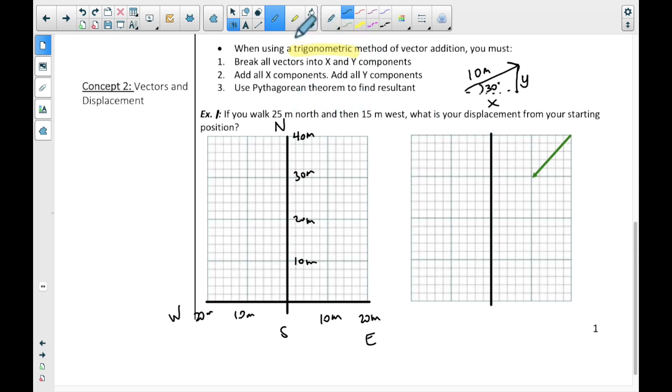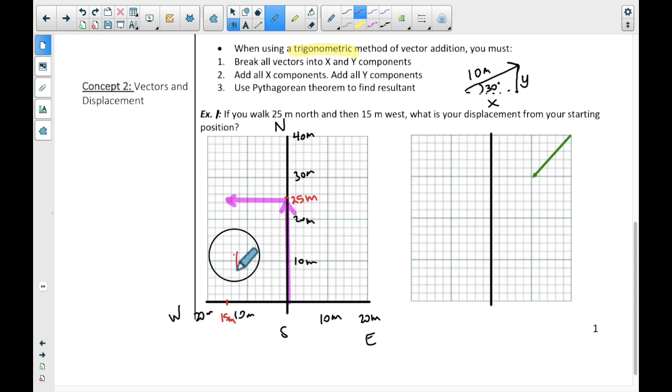Okay, then it says if you walk 25 meters north and then 15 meters west, what is your displacement from your starting position? Okay, I need to get a straight edge. Okay, so I got my straight edge. I drew my first vector going 25 meters north. My second vector is going 15 meters to the west. And so I drew those vectors. And now the question is, what is your displacement from your starting position?